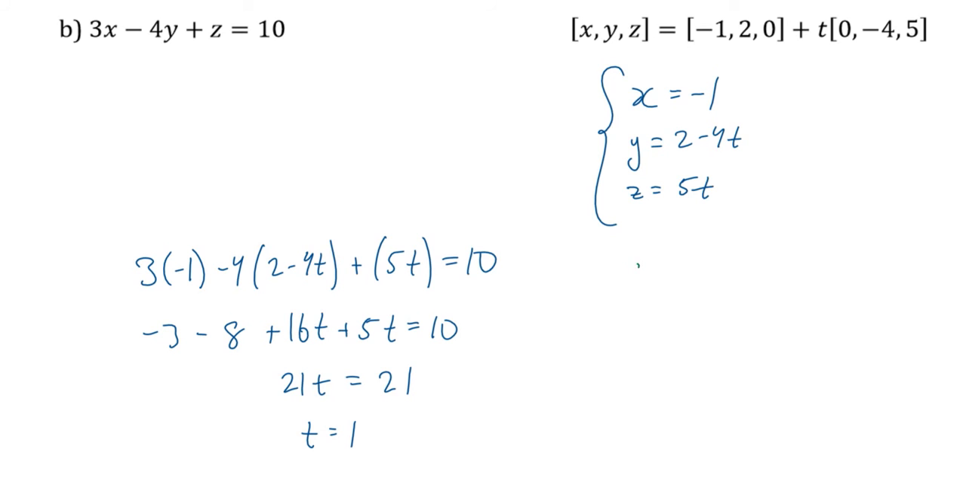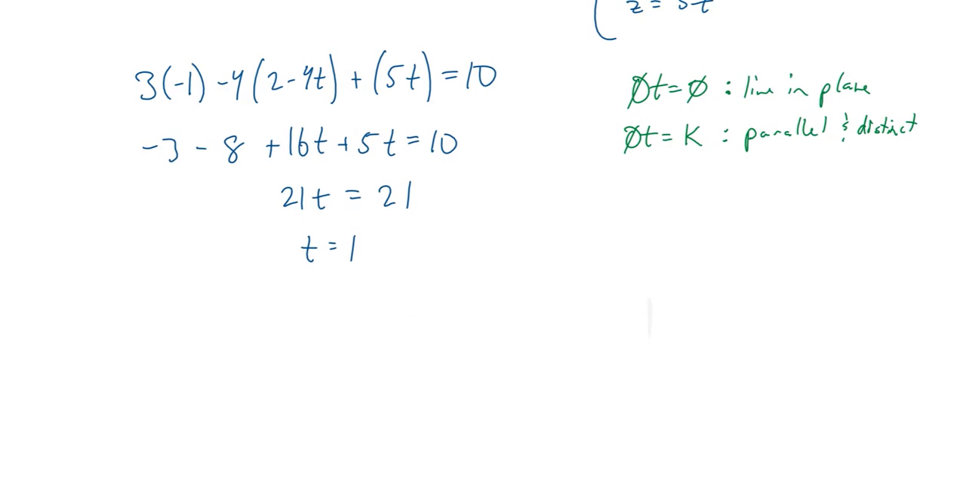And I'll remind you, if you get 0t equals 0, then the line is in the plane and you have infinite solutions. If you get 0t equals some non-zero constant k, where k is not equal to 0, then they're parallel and distinct. Okay, and if you get this, t equals some k, not 0t, then it passes through and you have a solution.